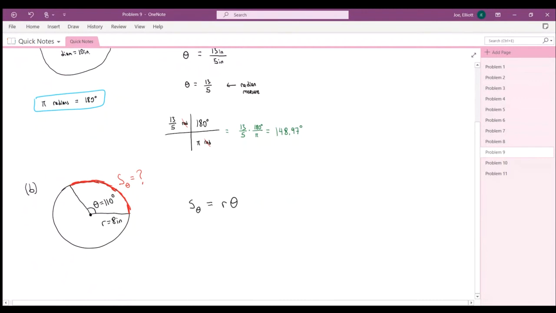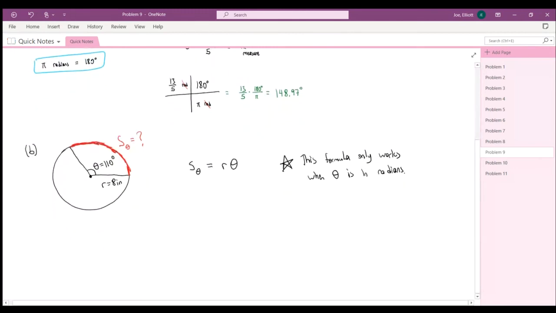Should I just multiply 8 by 110 to get the answer? Does theta have to be in radians? Yes, if you're going to use this formula, it only works when theta is in radians. So maybe that's a key note about it. Therefore, we'll want to convert the 110 degrees into radians first before we apply the formula to get the arc length.